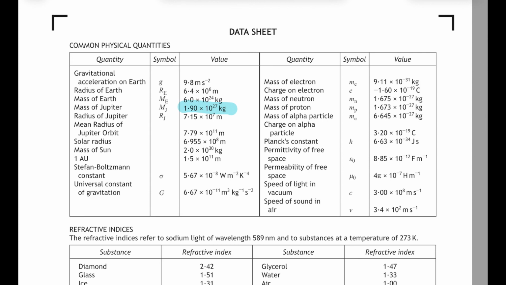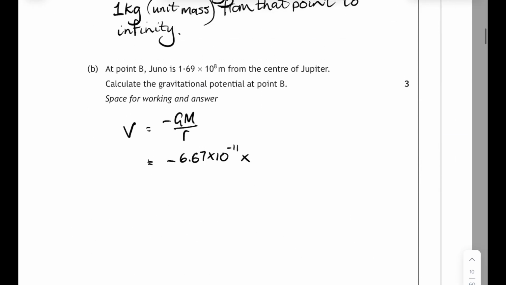It's 1.9 times 10 to the 27 kilograms, so let's sub that in there, and we have to work out what the gravitational potential is at point B, and point B is at 1.69 times 10 to the 8 metres from the centre of Jupiter. So that is our r value.